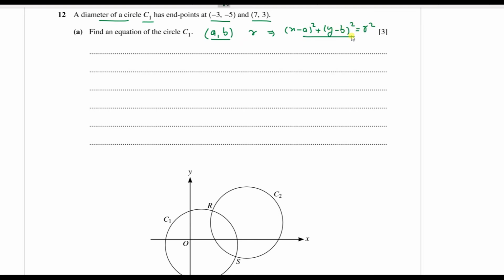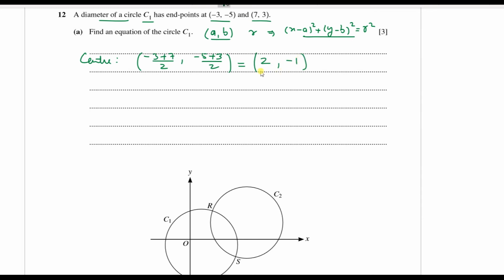So all we need to find is the radius and the center, and we know that if you find the midpoint of the diameter, it would be the center. So for the center, the midpoint of these two endpoints is going to be -3 plus 7, that is 4 by 2, it is 2, comma, -5 plus 3, that is -2 by 2, which is -1.